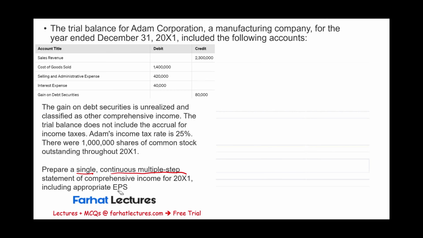And in this example, we are given a trial balance and we are asked to prepare a single statement of comprehensive income. Now you can prepare a statement of comprehensive income in two different ways. You can have the income statement separately and the comprehensive income separately as two separate statements, or you can have one statement, and this is what we will do in this session. Let's go ahead and get started.